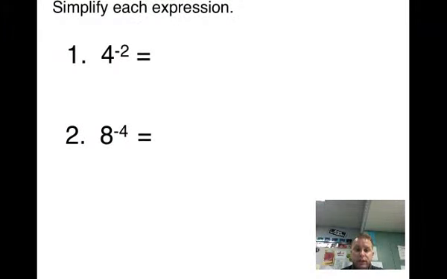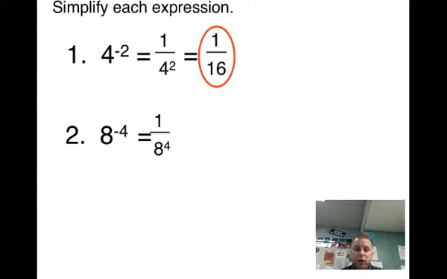Would you try these two, please? Okay, so the first thing you should have done for number 1 is put 1 on top, and then we have 4 to the positive 2, or 4 squared, which will simplify to 1 over 16. Number 2, we could rewrite that using positive exponents as 1 over 8 to the fourth, which, if you want to use a calculator on this one, I don't blame you. That would give me 1 over 4,096.